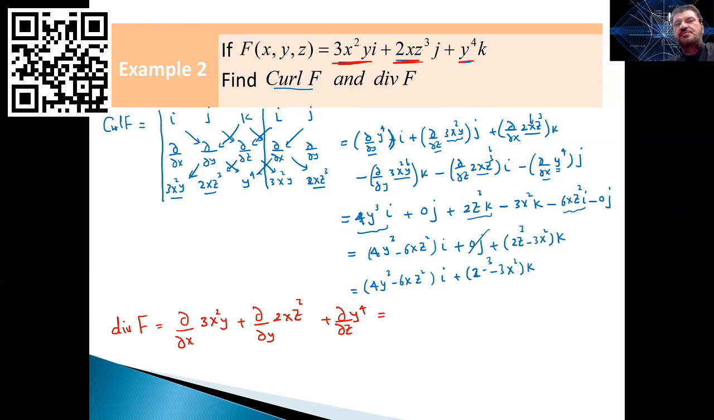which is equal to, what's the derivative of this one with respect to x, by the way? With respect to x, the derivative of x squared is 2x, and there is a 3. So this is 6x, and we don't touch the y. What's the derivative of this guy with respect to y? There is no y, so 0. Plus, what's the derivative of y to the 4 with respect to z? There is no z at all, so constant, 0. So the final answer is 6xy. This is the divergence of f.